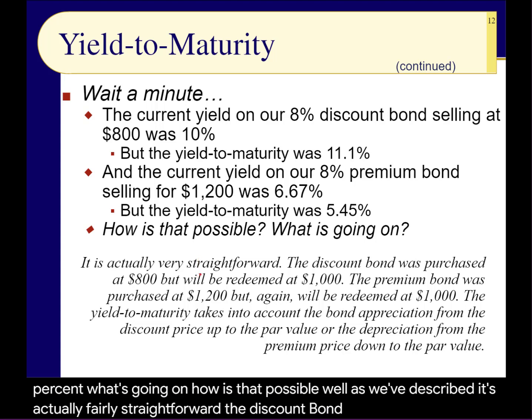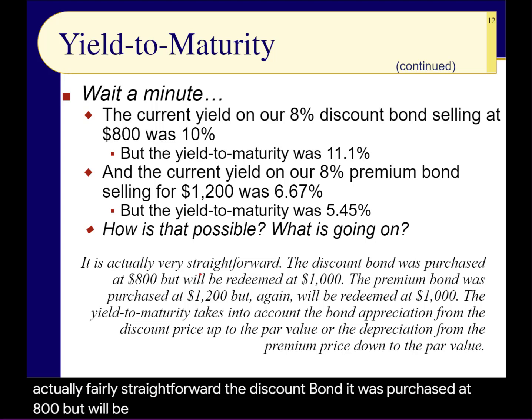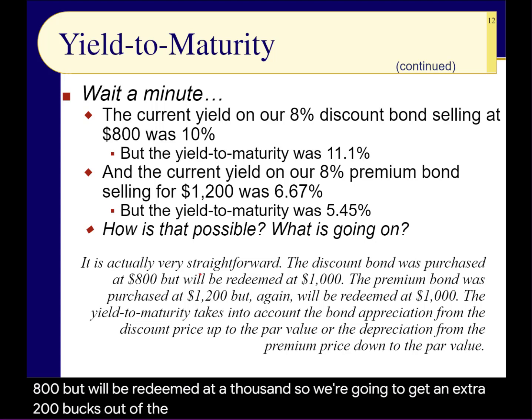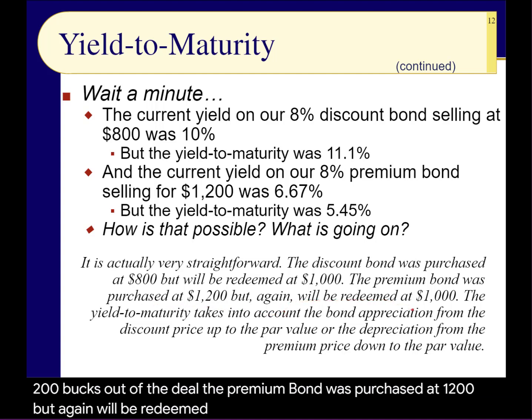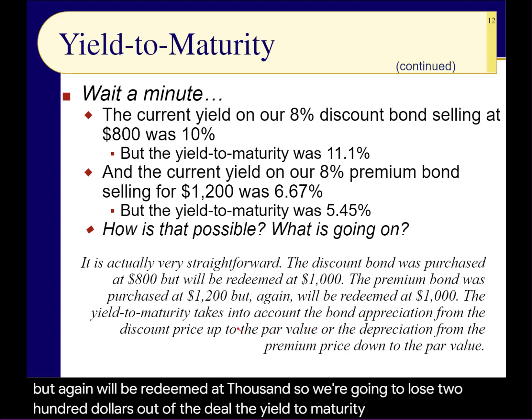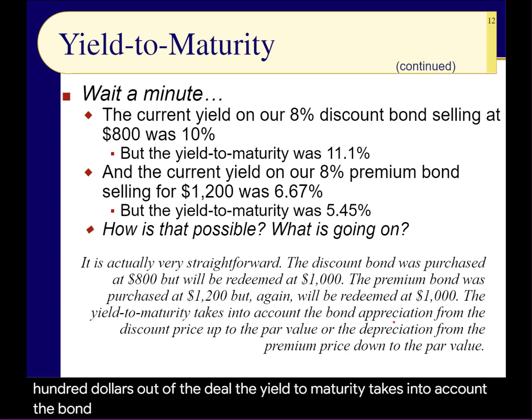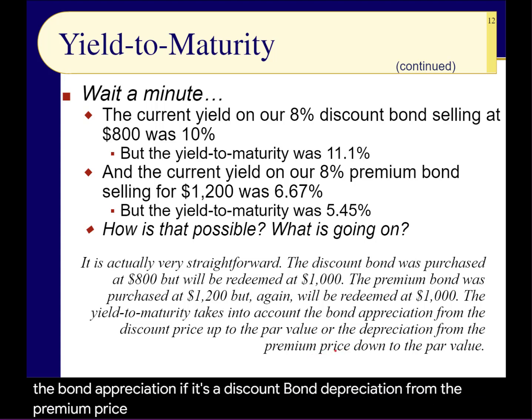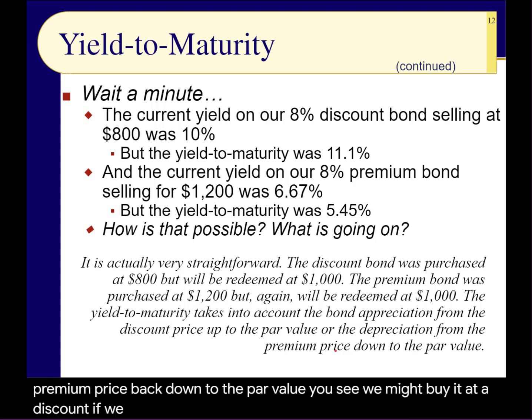The discount bond was purchased at 800, but will be redeemed at 1,000. So we're going to get an extra $200 out of the deal. The premium bond was purchased at 1,200, but again will be redeemed at 1,000. So we're going to lose $200 out of the deal. The yield to maturity takes into account the bond appreciation, if it's a discount bond, or the price depreciation from the premium price back down to the par value. You see? We might buy it at a discount. If we do, hooray, because we're going to get more when we redeem the bond.